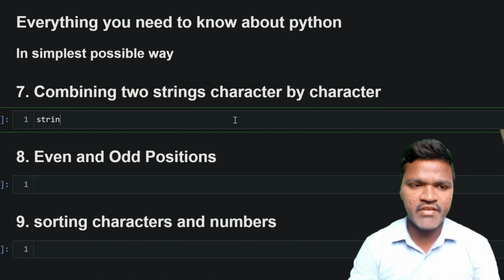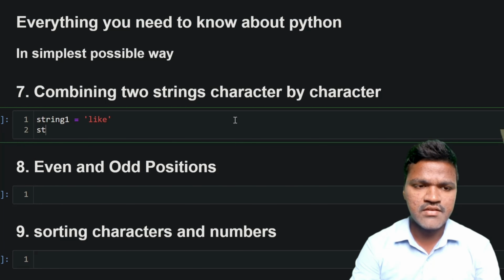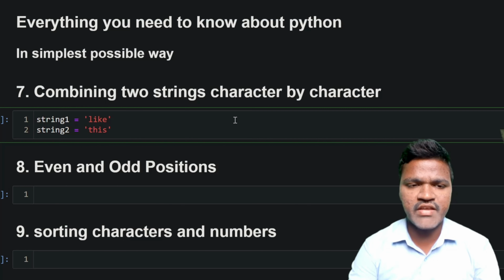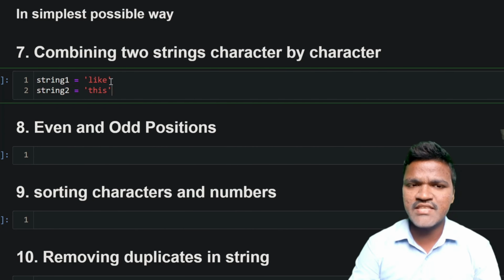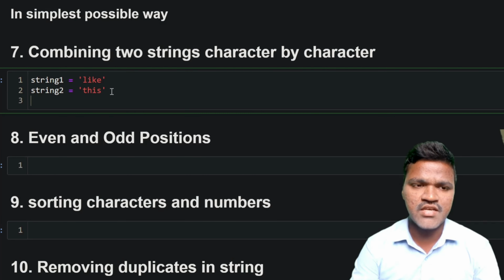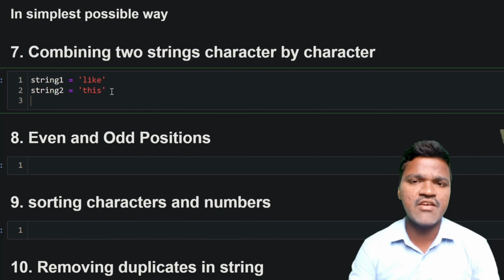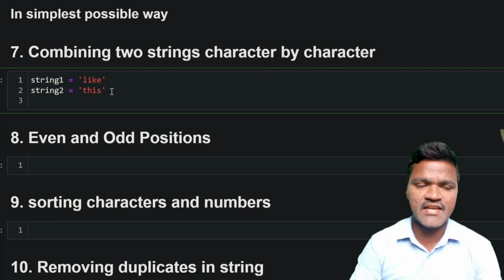Let's say I am having this particular string 1, which is here. String 2 is this here. I am taking this example because both lengths are same, right? In the first string and second string, we are having 4 characters. Later we will be seeing it with different character lengths.